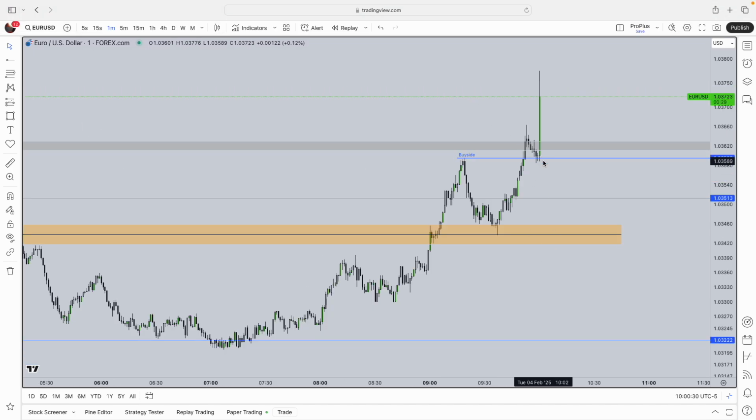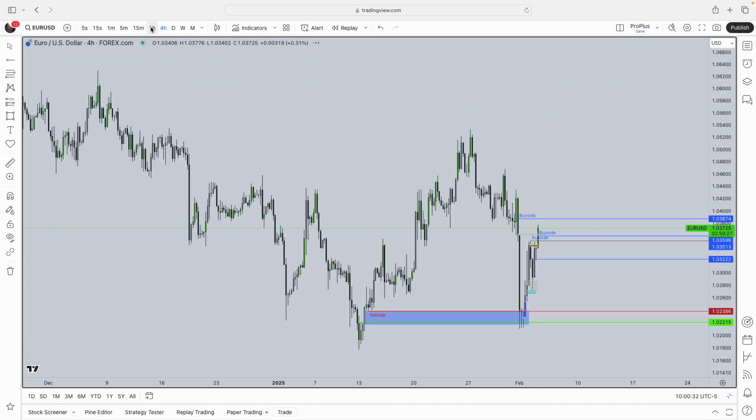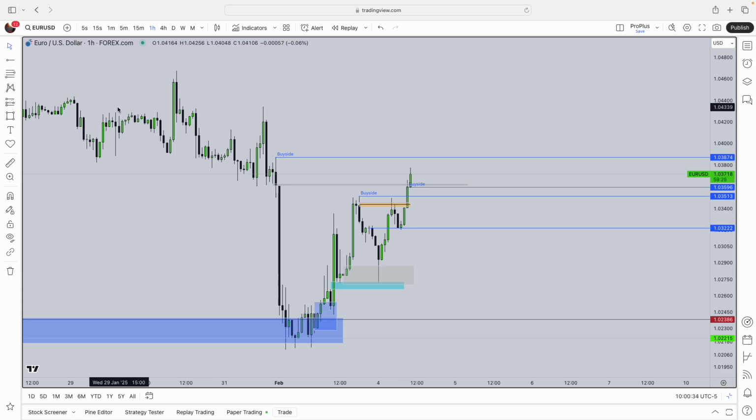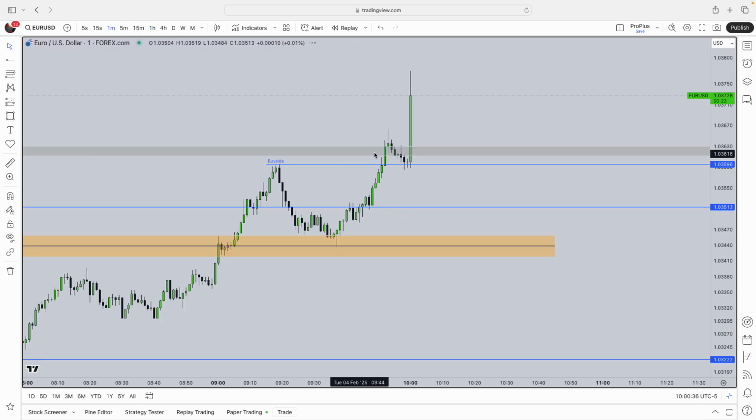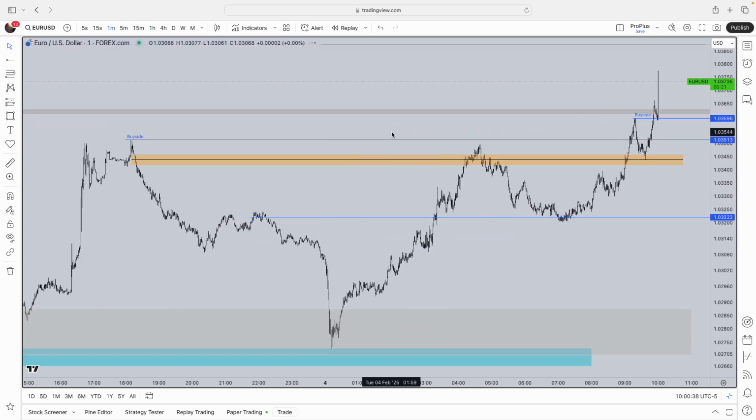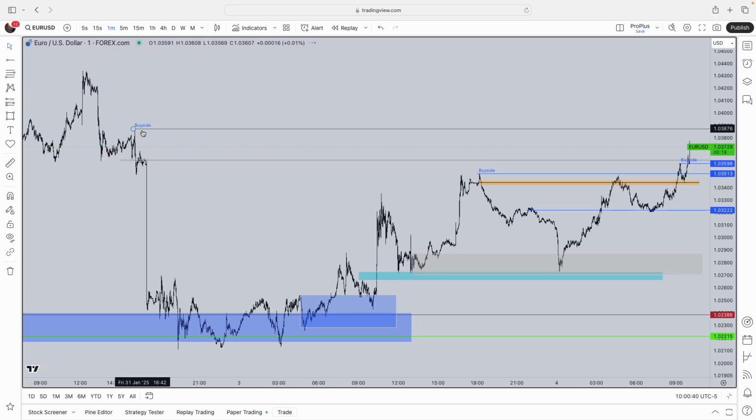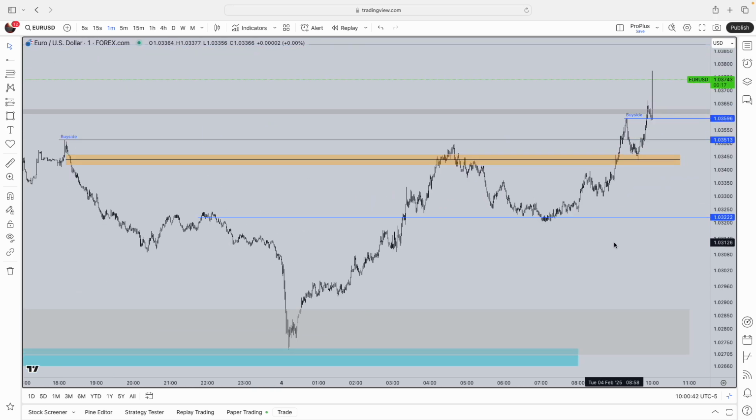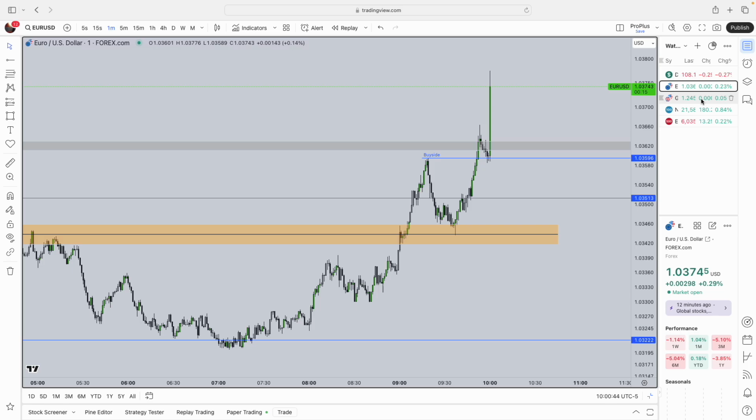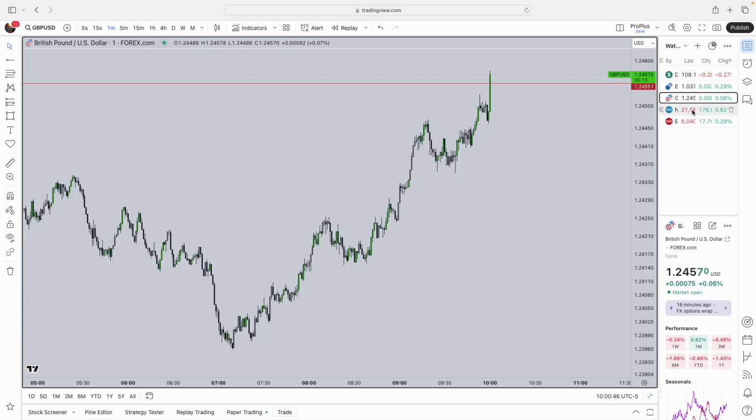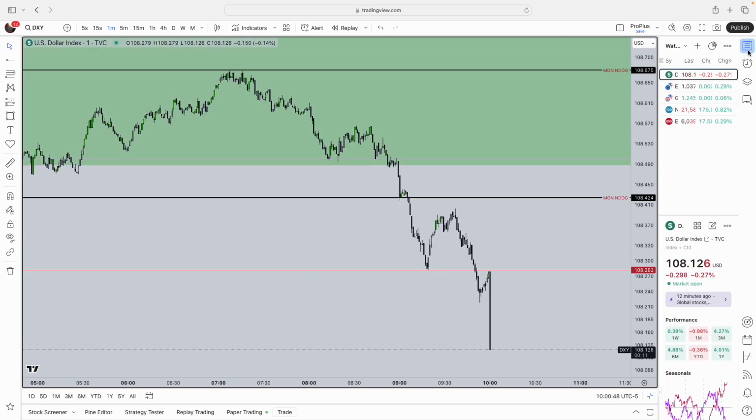Alright, bonus clip, news just released. So yeah, looking like it wants to run this buy side here. So yeah, that's why just know where the draw liquidity is, and then entries after.